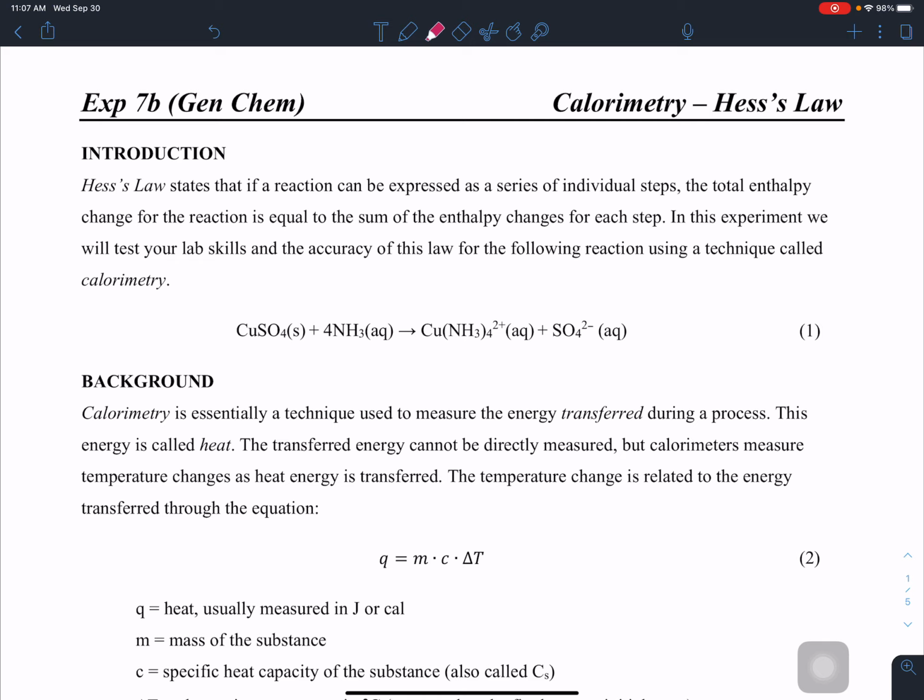So Hess's law says that if a reaction can be expressed as a series of individual steps, then the total enthalpy change for the reaction will be equal to the sum of the enthalpy changes for each step. So what does that mean?